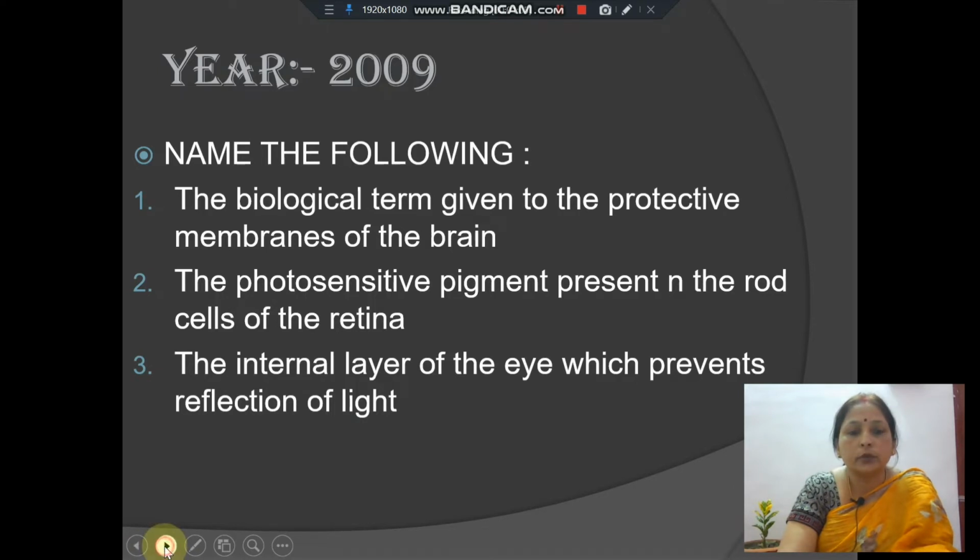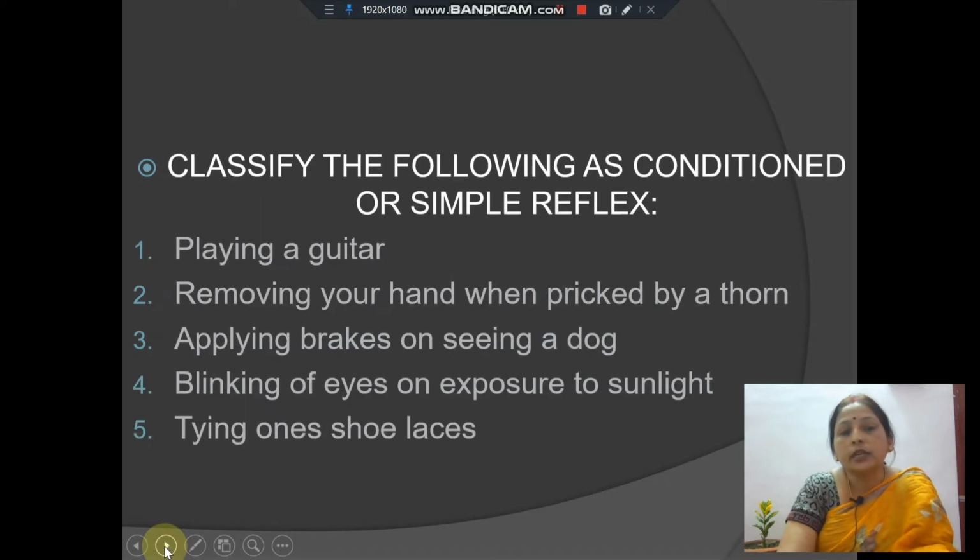Next, let's move to the next slide. Next questions are to classify the following as conditioned or simple reflex. The reflexes that we learn by experience are conditioned reflexes, and the natural reflexes which come by their own are simple reflexes. So playing a guitar is conditioned, as we learn through experience. Second is removing your hand when pricked by a thorn. This is a natural reflex or simple reflex.